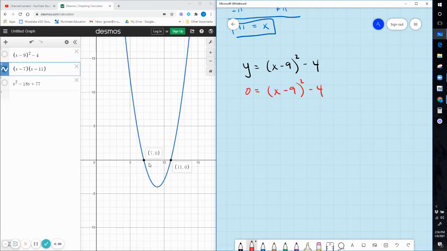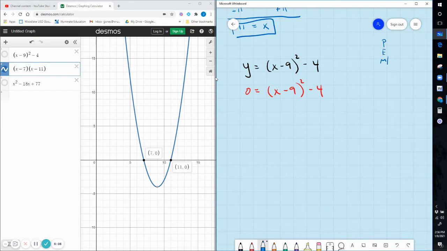All right, so I'm going to replace my y with 0. And then I'm going to go ahead and solve in the exact same way I just did with the two problems above by getting x by itself. So we have to work in reverse PEMDAS.